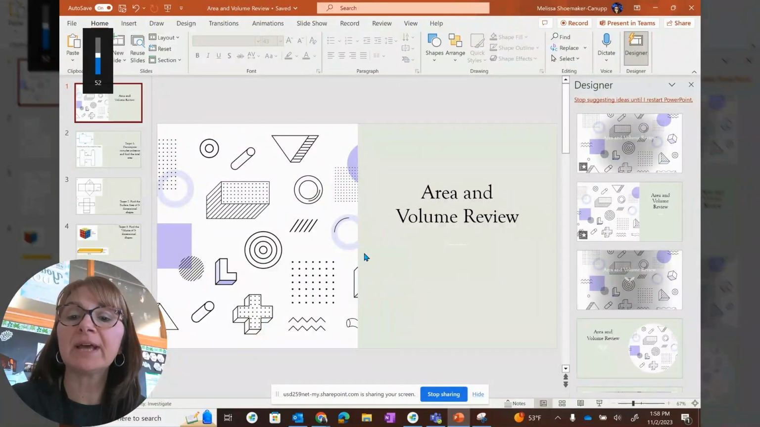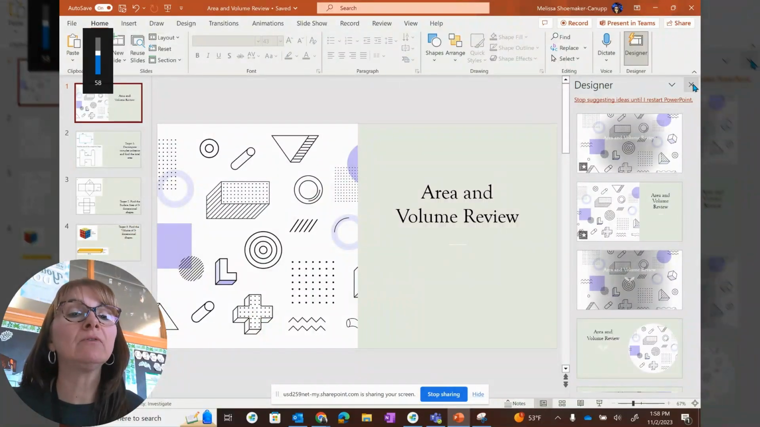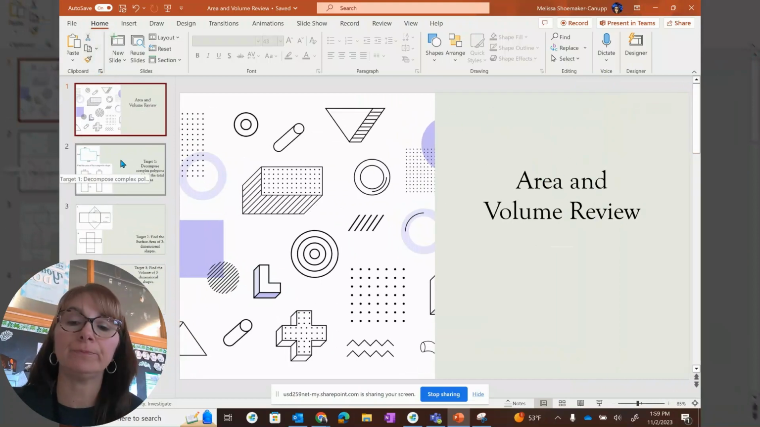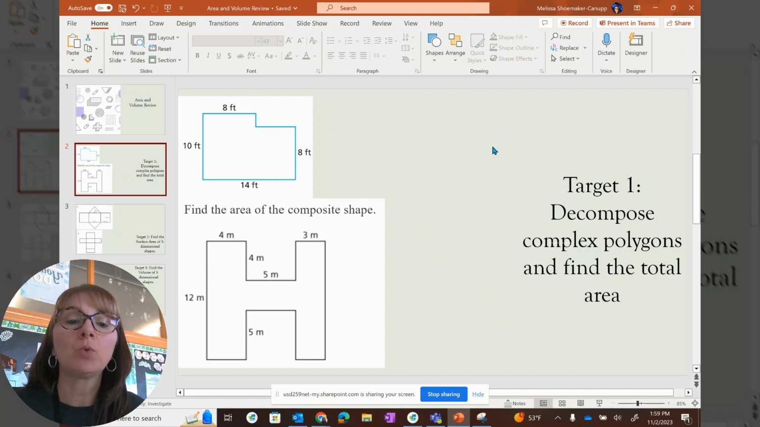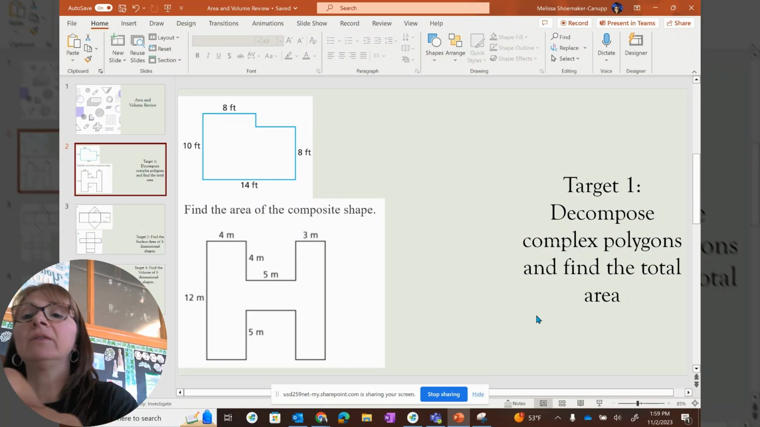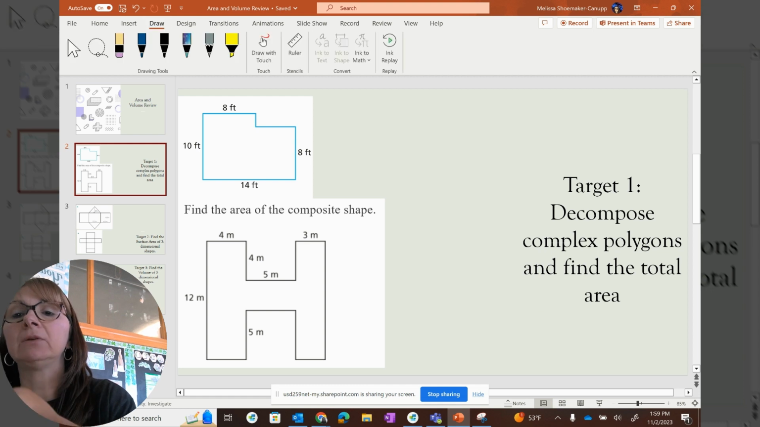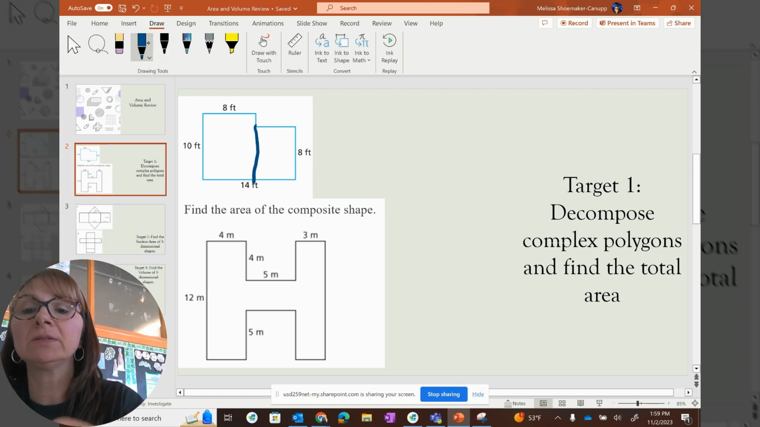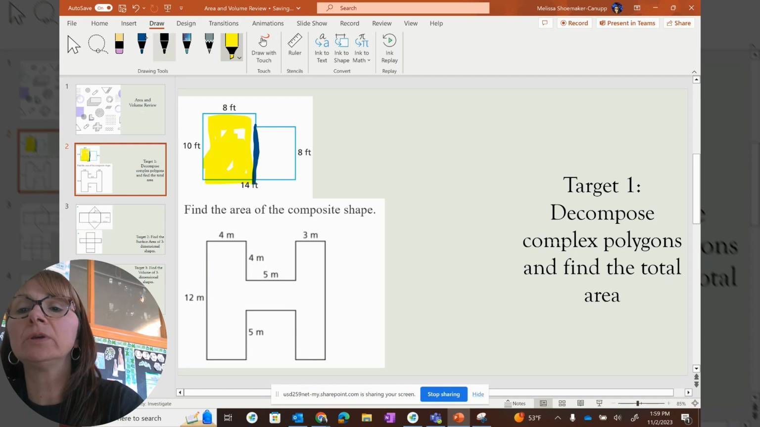So as promised, I'm going to record a quick video reviewing everything in area and volume. First up, we're going to decompose these complex polygons and find the total area. So I can simply cut this, not that that's very straight, and I can see that the yellow rectangle is going to be an 8 by 10.